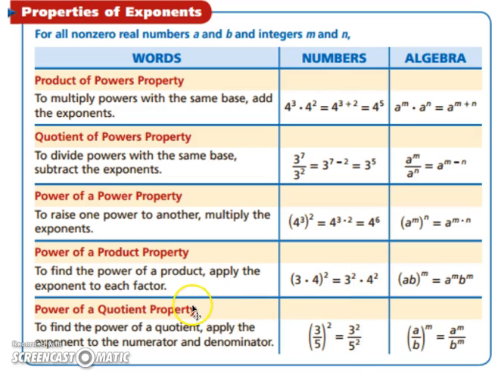And our last one here is the power of a quotient property. So to find the power of a quotient, apply the exponent to the numerator and denominator. So say you had 3/5, that quantity to the 2nd power. You can simply simplify this by saying you have 3 to the 2nd power divided by 5 to the 2nd power. Let's practice these.